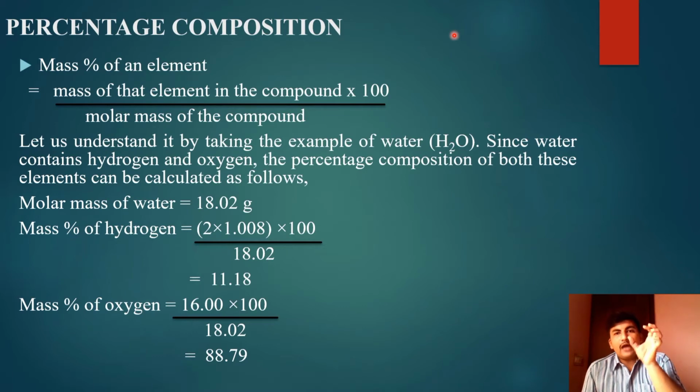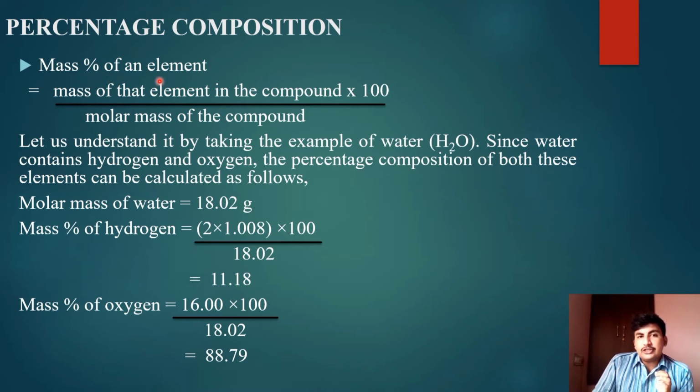Suppose an unknown or new compound is given to you. The first question you would ask is, what is the formula, or what are its constituents, and in what ratio are they present in the compound? These are the first basic questions. You need to study that one. So percentage composition is one formula.